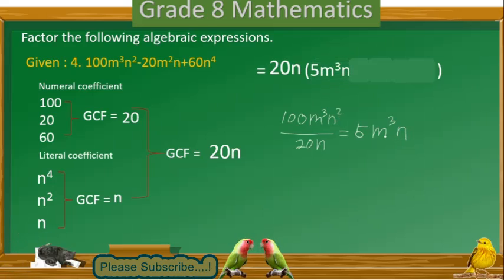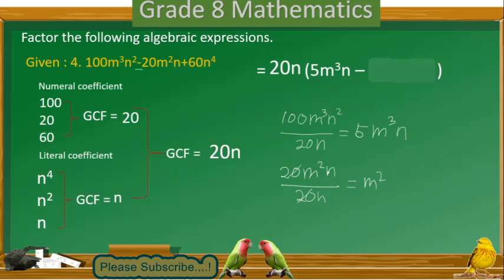It is the first quotient. Then copy the sign, negative. The next is 20m squared n divided by 20n. So if we divide this one, that is 1. We don't have m in the divisor, so we will write m squared. Then n cancelled out. So the answer is only m.